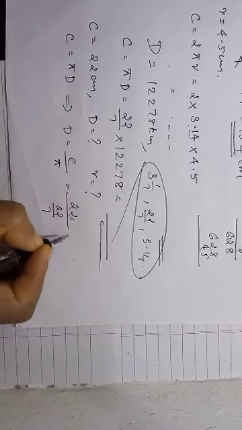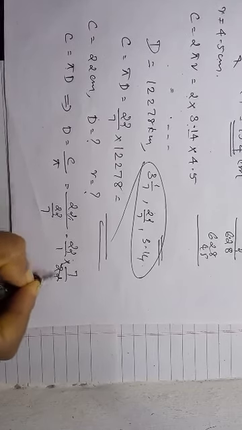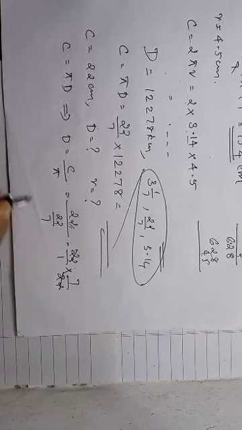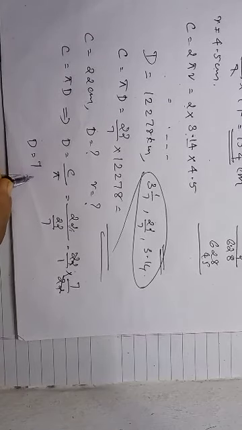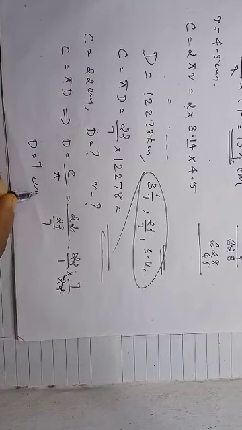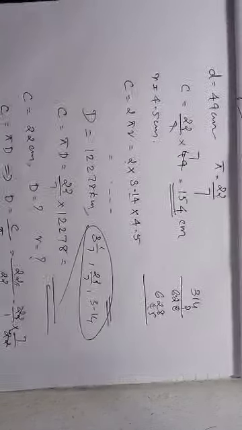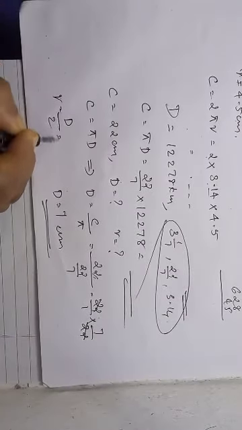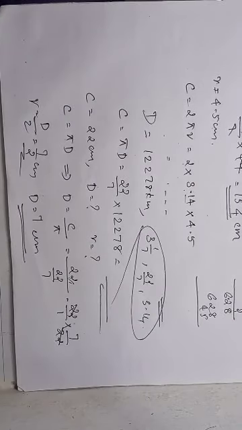22 means 22 by 1. 22 by 1 into 7 by 22. Because when we are writing 22 by 7, easily cancel. That's why d is equal to 7. 22 is in centimeter, so 7 centimeter. Like this way you can calculate the radius also. Radius means diameter by 2. That is 7 by 2, 7 by 2 centimeter or 3.5 centimeter.